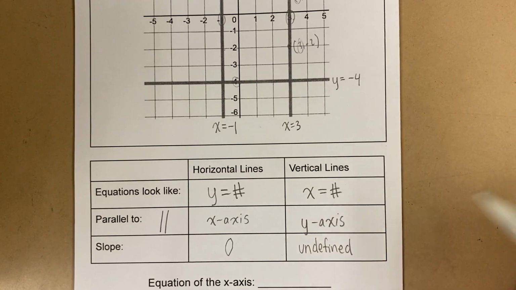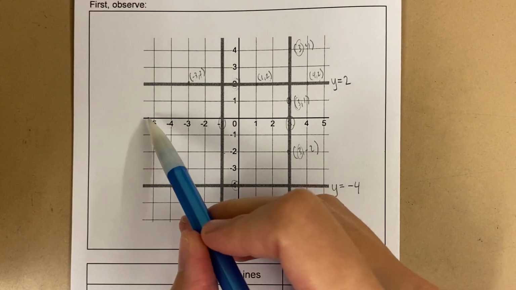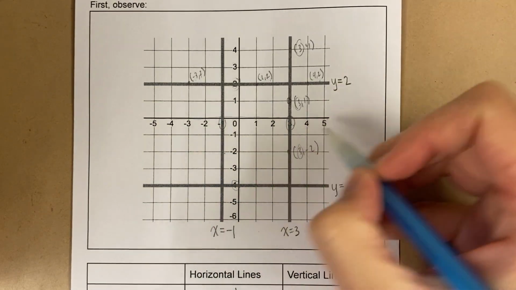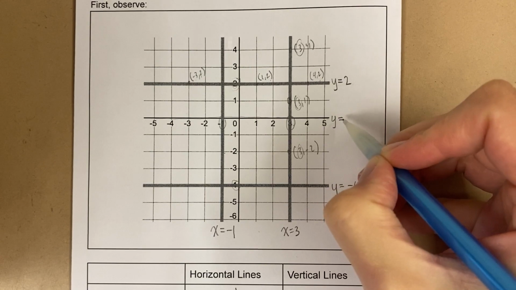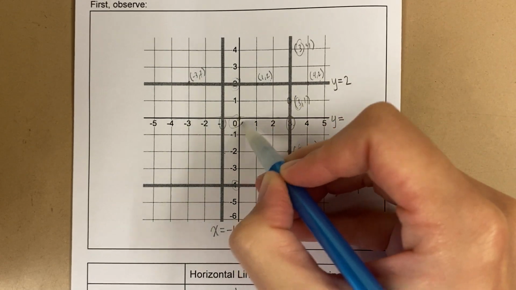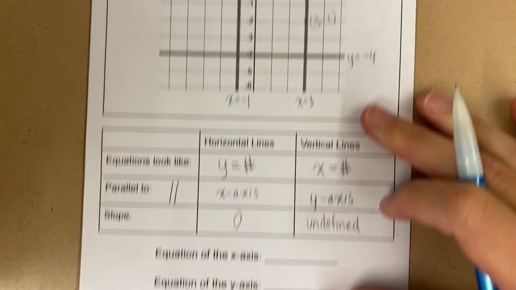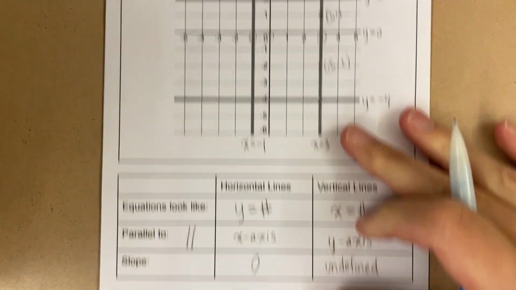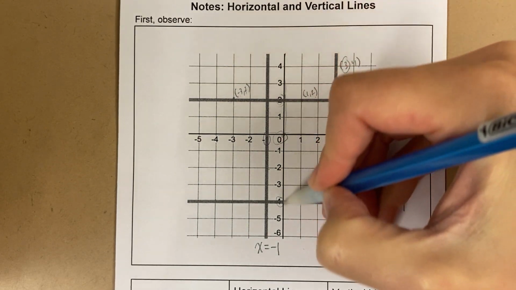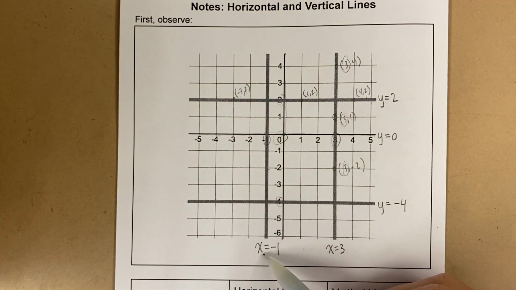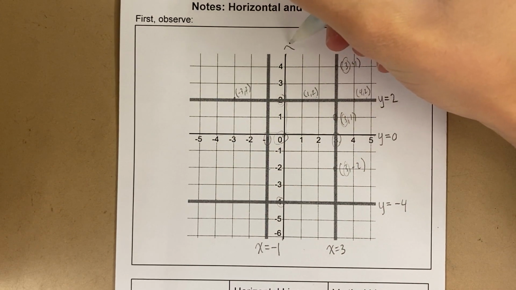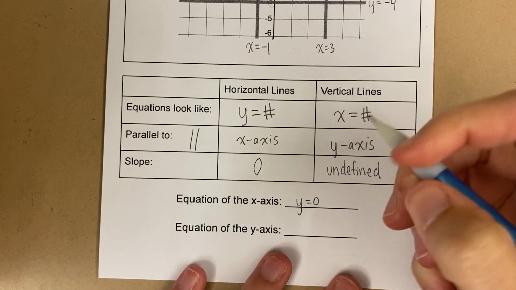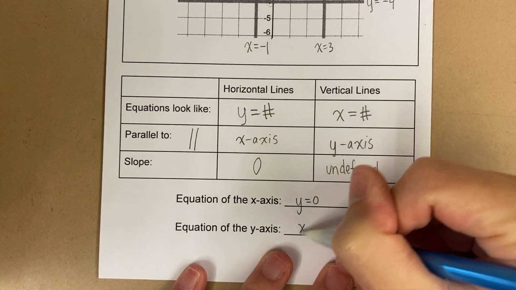Just a quick note: this line here, the x-axis, is a horizontal line, so that line would be y = something. What y value would it be? Well, the y value along that line is 0. So the equation of the x-axis is y = 0. And the y-axis is a vertical line. We know that vertical lines have an x = equation. So the equation of this vertical y-axis is x = 0.